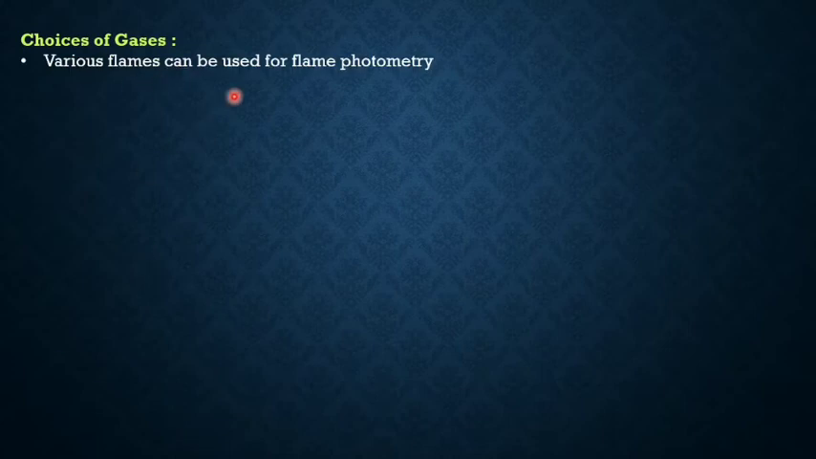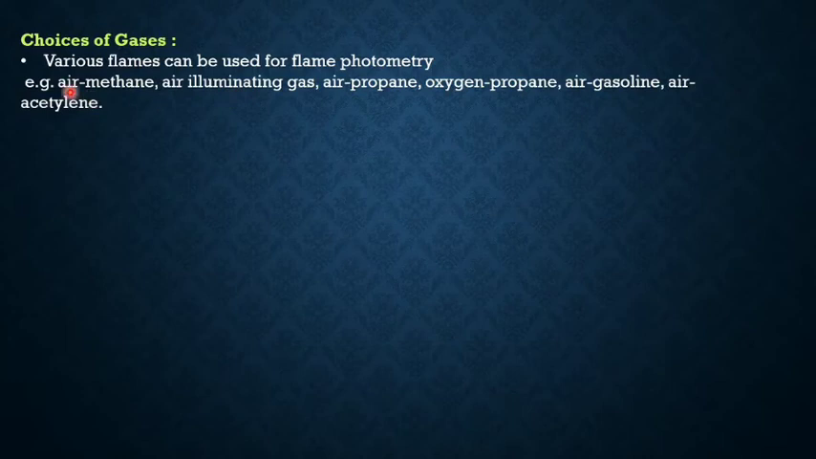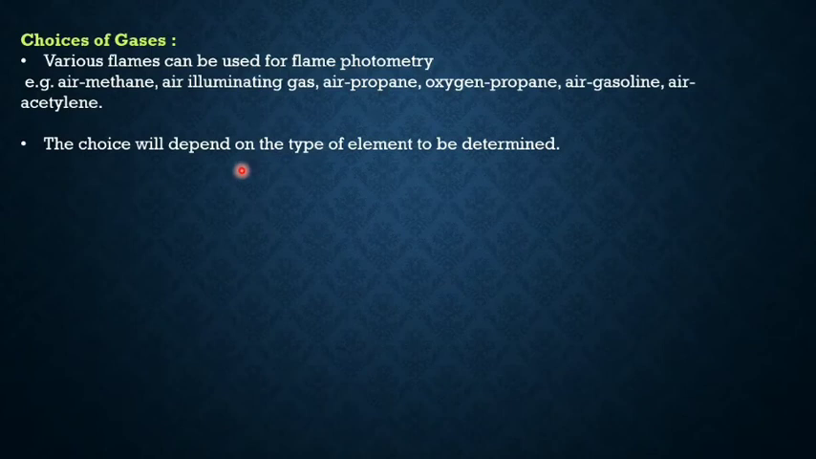Various flames can be used in flame photometry. For example, air methane, air illuminating gas, air propane, oxygen propane, air gasoline, air acetylene. It is a pair of oxidant and fuel. Generally oxidants are air or oxygen gas, and fuels are methane, illuminating gas, propane, gasoline, acetylene. The choice will depend on the type of element to be determined.